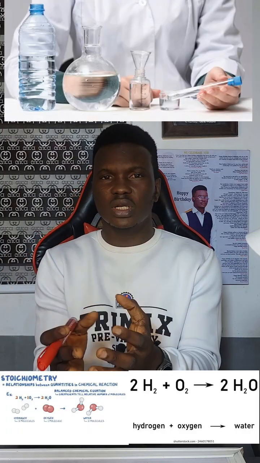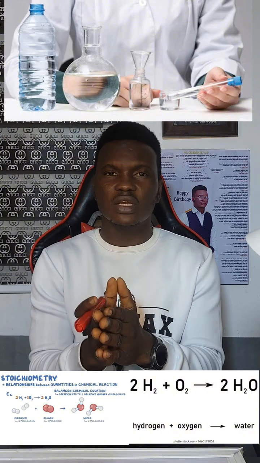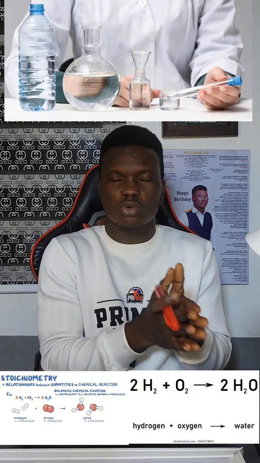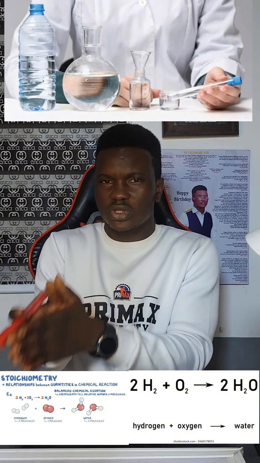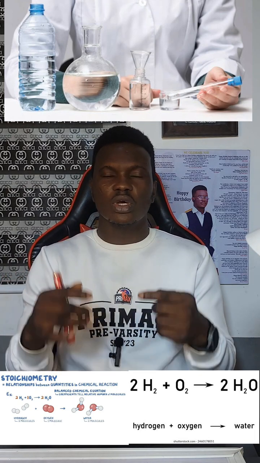If you're going into the laboratory to prepare water, H2O, definitely you must know the amount of hydrogen to combine with a particular amount of oxygen to give you water. So that is what we are going to do here. The calculation is based on, how do I know the amount of a particular substance that I need to mix with a particular substance to give me another form of substance, which we call a compound. So basically that is what stoichiometry is all about.